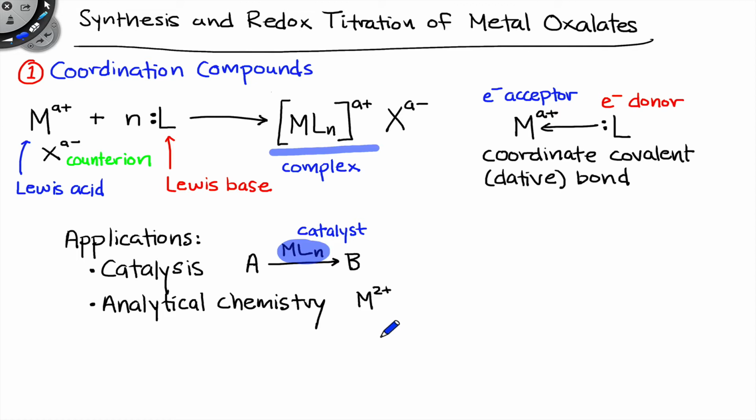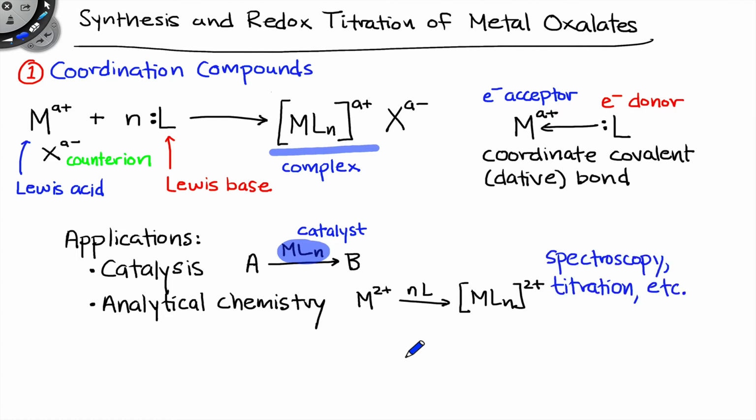So say, for example, I've got a metal cation M2+ that I want to quantify. I've got some environmental sample. Maybe I'm looking for iron 2+. Well, I can complex iron with some ligand to form a coordination complex that is very well known, the properties of which are very well known, and then I can quantify that complex using, for example, spectroscopy, titration, or some other analytical method.